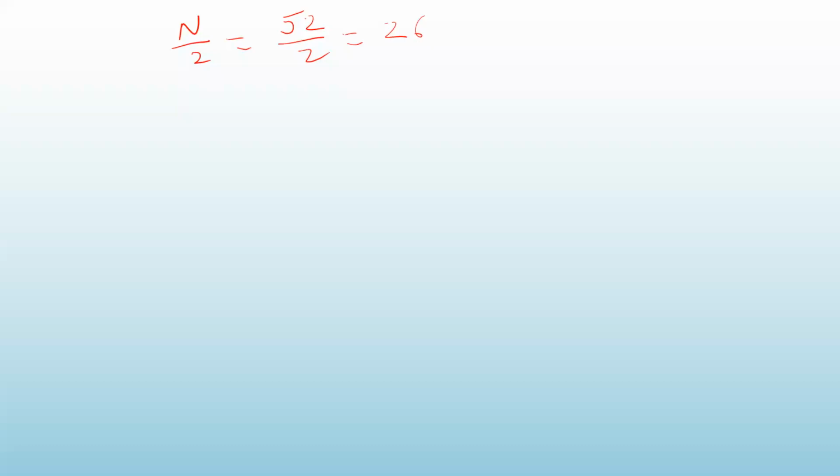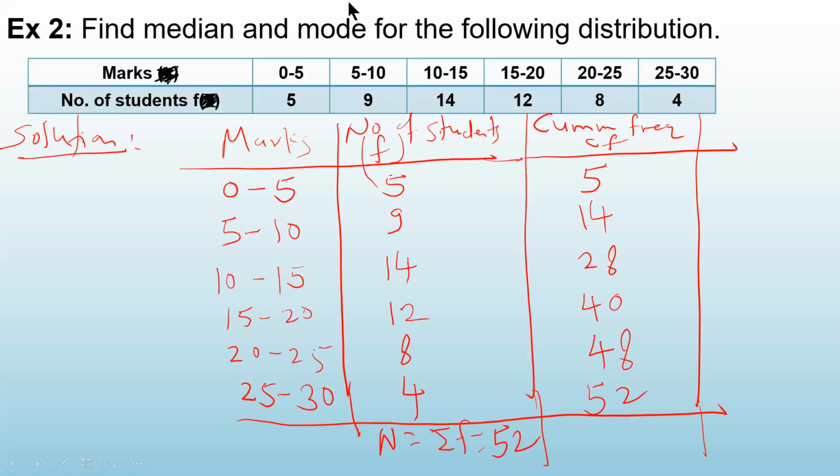What is the fourth step? Fourth step is very important. It is to locate the median class. So to locate the median class, what we have to do? We have to see the cumulative frequency column. Start reading the values from top. This is the cumulative frequency column. N by 2, what did we get? N by 2, 52 upon 2, that is 26, correct? 26 came. So we will locate the median class.